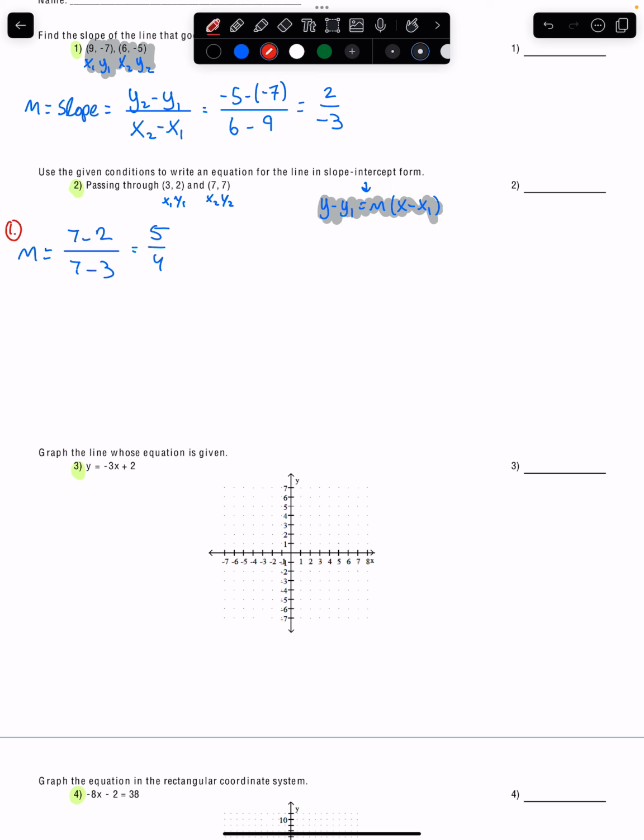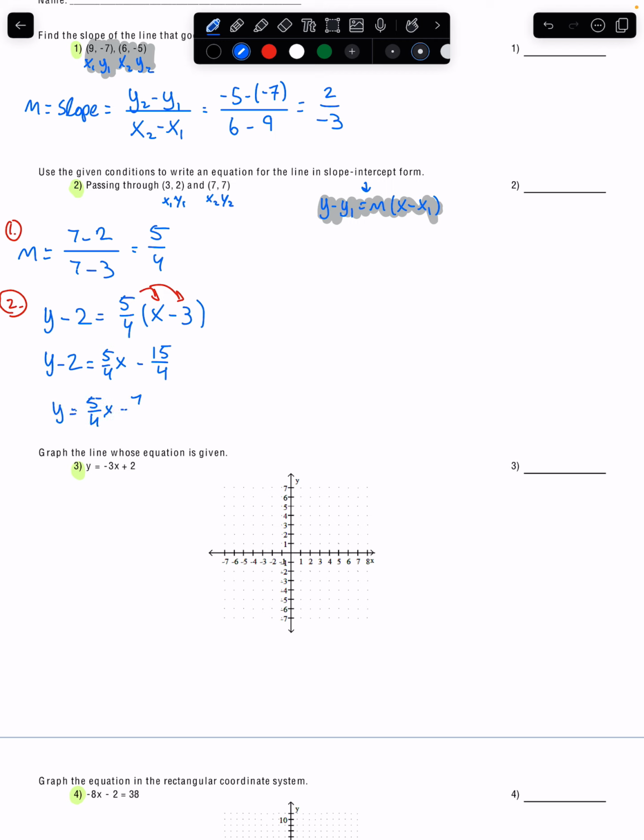Then we'll plug it in to this equation to put it in slope-intercept form. So this is like part 1, now we're going to do part 2. So we're going to get y minus 2 equals 5/4, that's what we just found, times x minus 3. We'll distribute the 5/4 into each of these. Then we'll add 2 to both sides. That would be our final answer.